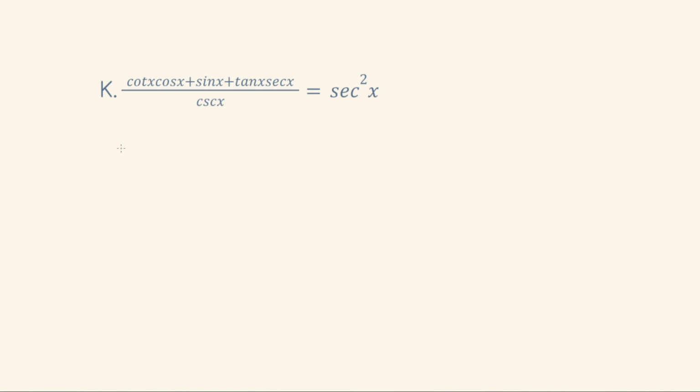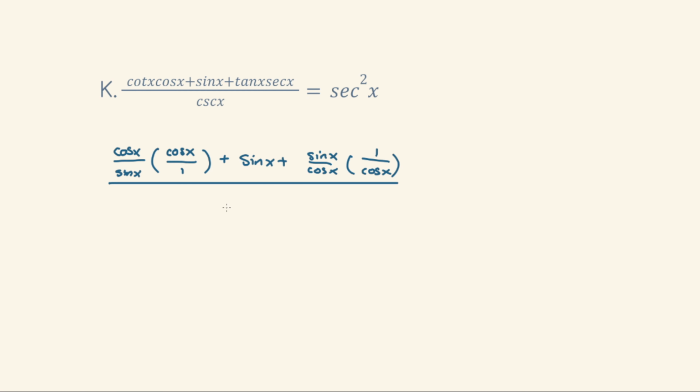Okay, so cotangent x is cos x over sine x. Here we've got times, I'll write this as cos x over 1, maybe, okay, just so we can multiply this a little nicer. And this is plus sine x over cos x, and secant is 1 over cos x, okay? And in my denominator here, I've got cosecant x. I know that's 1 over sine x.